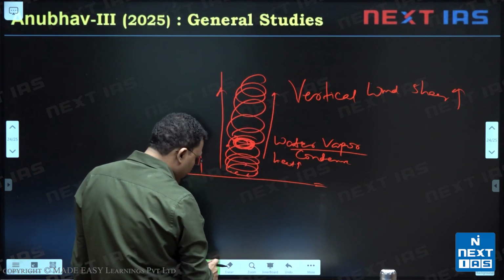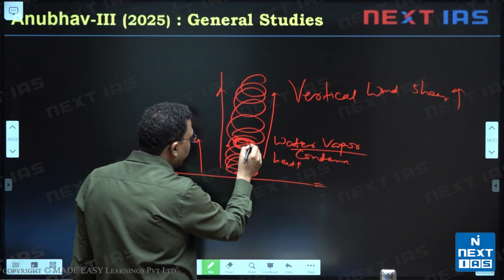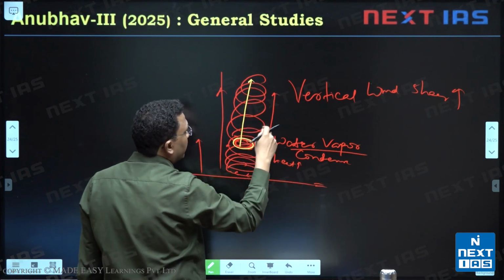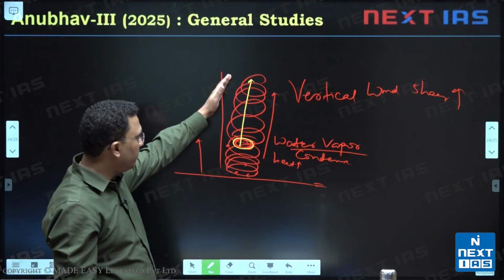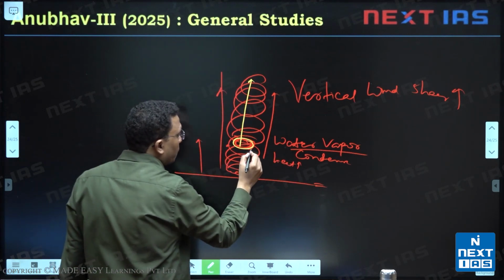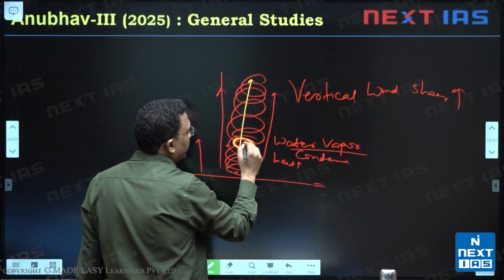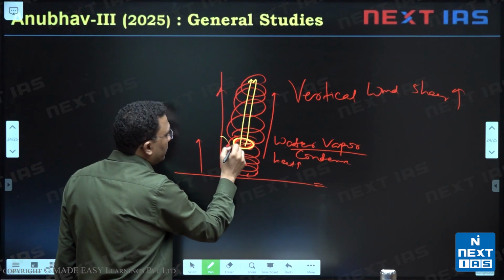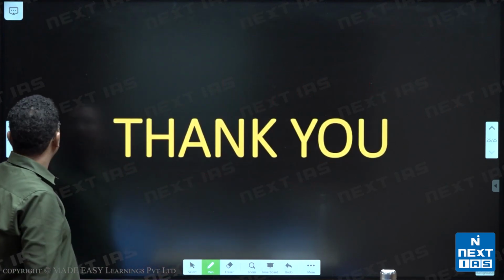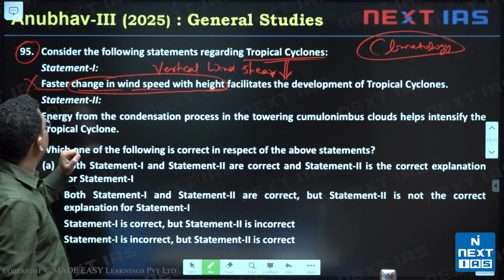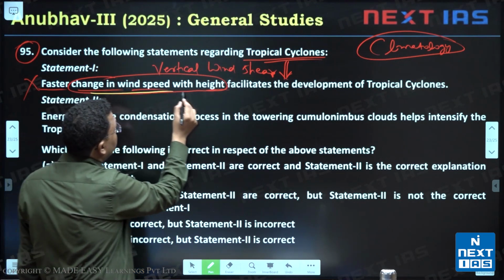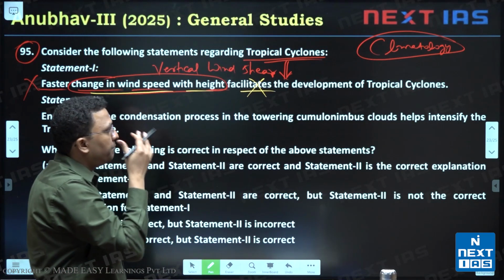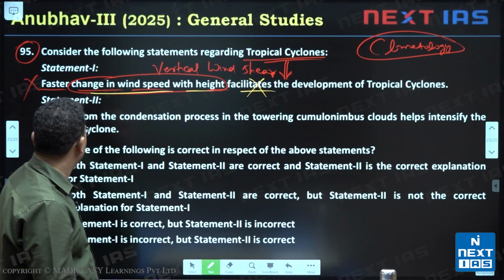What it will do? It will basically take away the heat that is being released from the condensation, right? So along with the vertical moving wind, this heat will be gone, and it will also take away the moisture, right? So it will take away the heat as well as moisture, right? So that means the development of cyclone will be hampered, right? So the first statement says faster change in wind speed with height facilitates. This is not correct. It will in fact hamper the development of tropical cyclone, right?